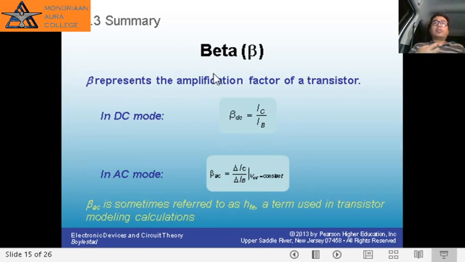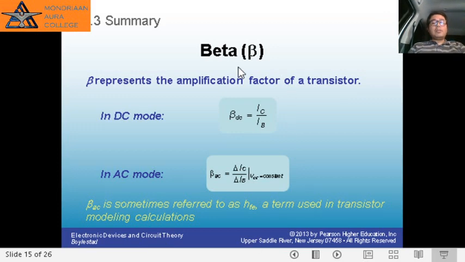Remember, ang output current natin sa common emitter is I sub C. Ang input current natin sa common emitter ay I sub B. So, kung i-divide natin yung output divided by the input, makukuha natin yung gain. So, we have IC, which is the output current, divided by I sub B, which is the input current. Gain yan. But it is more appropriately expressed as beta DC. Or kahit alisin na natin yung subscript na DC na yun, ang ibig sabihin nito is beta or the amplification factor ng common emitter configuration.